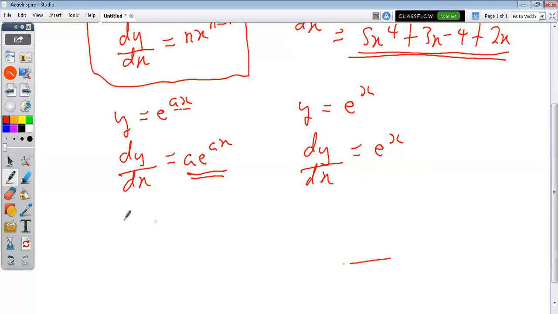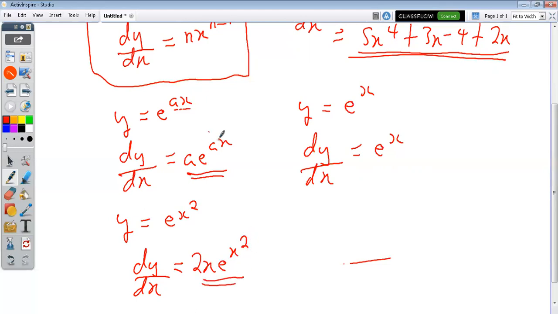Making sense? So for example, if I have y equals e to the power of, let's say, x squared, then dy over dx. What is the differentiation of x squared? Isn't that 2x? So it's 2x e to the power of x squared. That's what we say here. It's the differential of this with respect to x multiplied by this. Is that making sense?